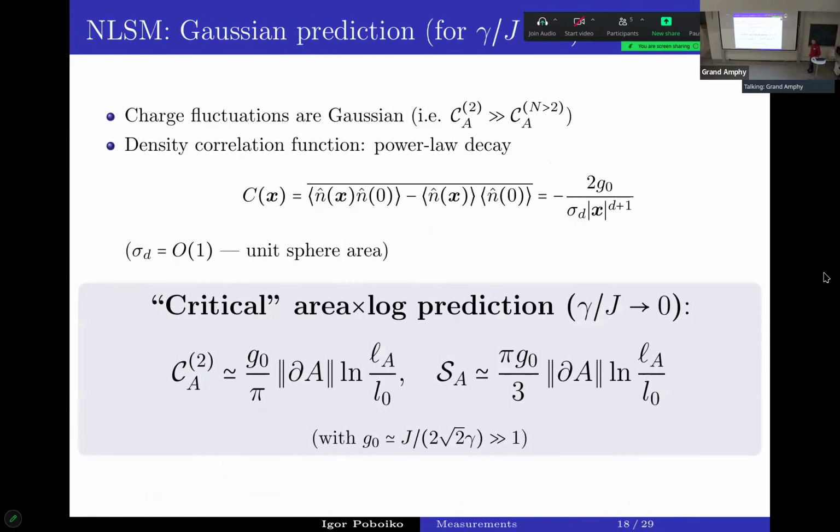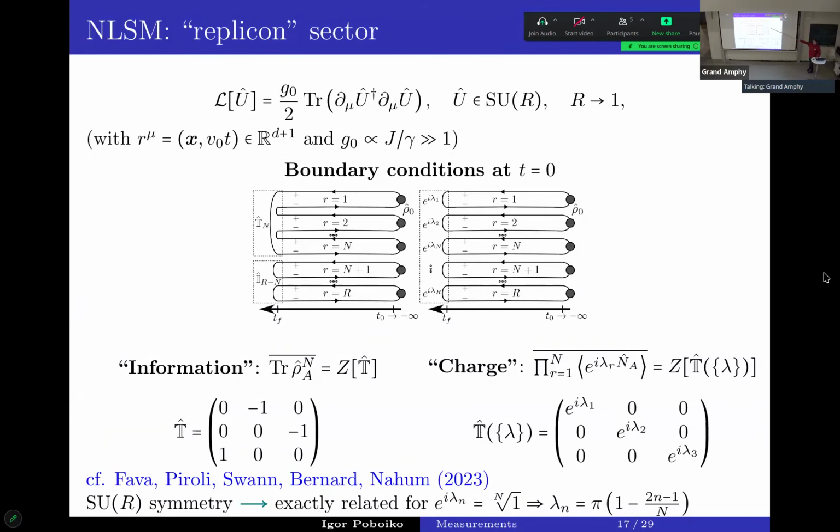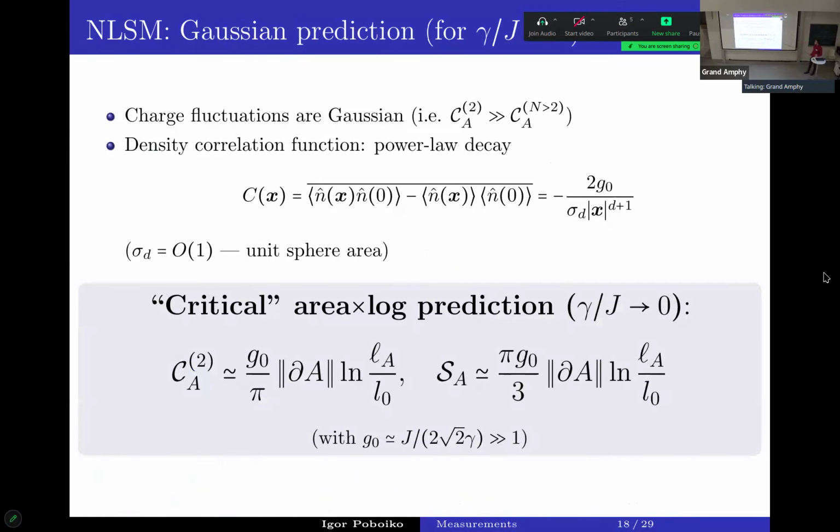Okay, then the results. The first important result: you can take the limit g to infinity, where g is a prefactor of this action. This is the semi-classical approximation, which means that you have just to solve the classical equations of motion. This is much easier than studying the quantum problem. And what you get in this limit is a power-law decay for the density correlation function, which means that both the charge and the entropy follow an area law with logarithmic corrections. So in 1D it would be just a logarithm, because the area in 1D is just a constant. So this is the first important prediction.